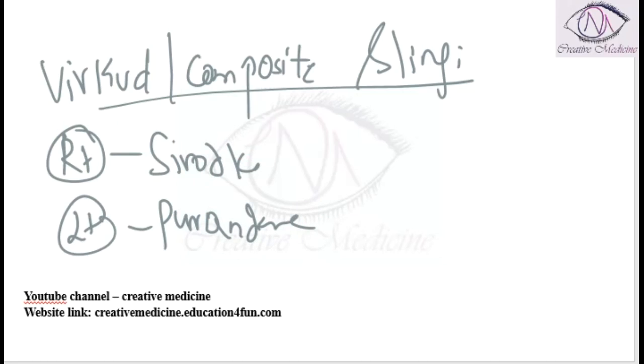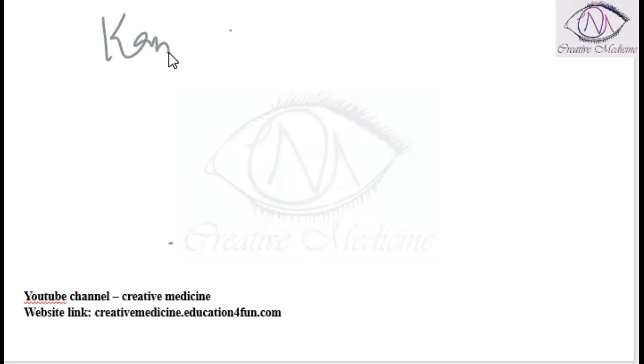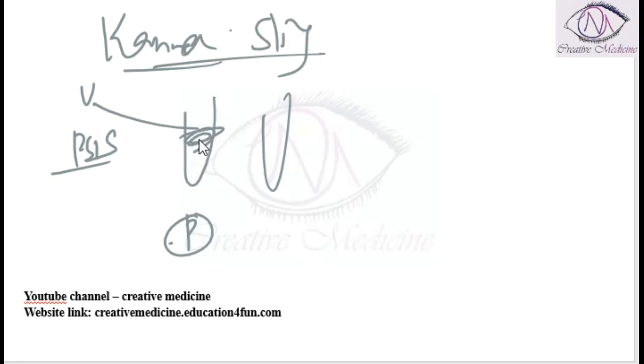Khanna's posterior sling operation. In Khanna's posterior sling operation, one end is attached to the posterior part of the isthmus, and the other end is attached to the posterior superior iliac spine.